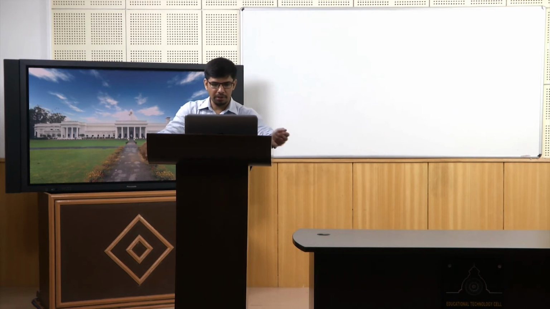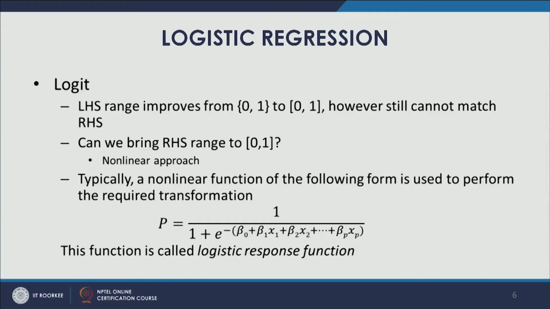As you can see in the slide, a non-linear function of this form, which is called the logistic response function, can be used to perform this transformation. So, we can express the probability value p as 1 divided by 1 plus exponential of minus of beta 0 plus beta 1 x1 plus beta 2 x2 plus up to beta p xp, that is the linear function of our predictors.